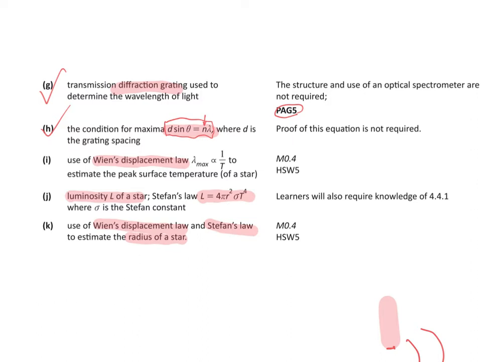Just a quick note here about the equation. When you are doing the experiment, you will need to be able to record what number order you're looking at and the angle theta, and then you can plot a graph of sine theta versus n.